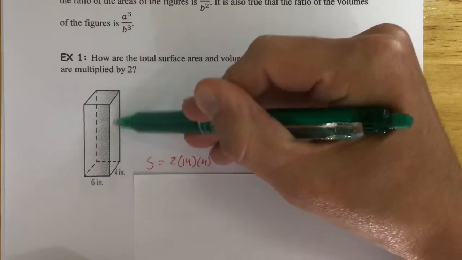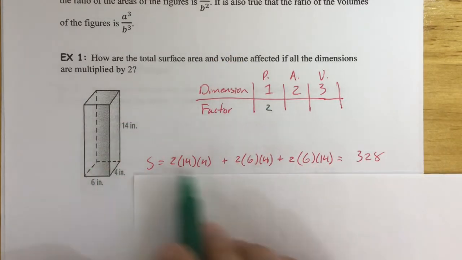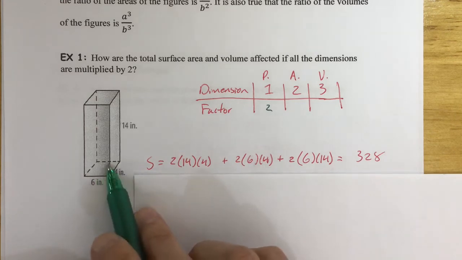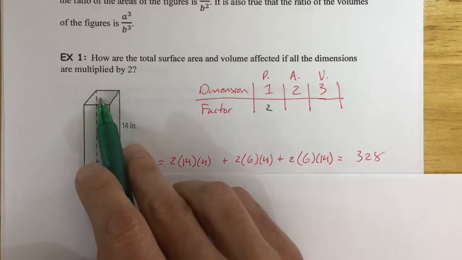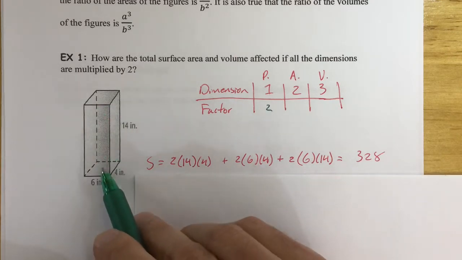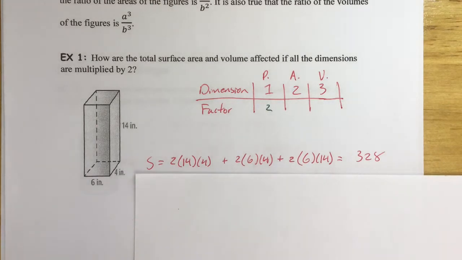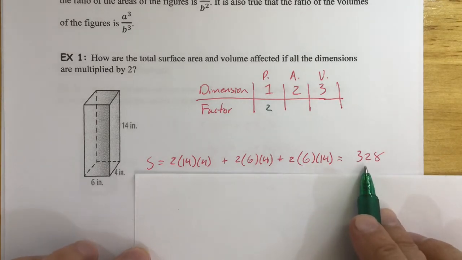That would be the right face over here, but I'm going to multiply by 2 because there's another one. I've got the 6 by 4. That's going to come from the bottom, but then times 2 because you've also got the top. And the 6 by 14, that would be the front and the back, so times 2 for that. If you add up all 6 sides as their areas are calculated, you get 328.